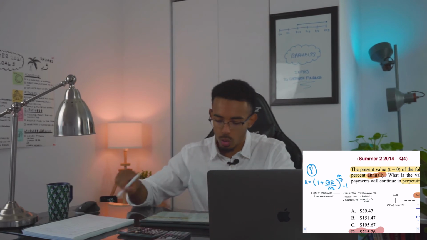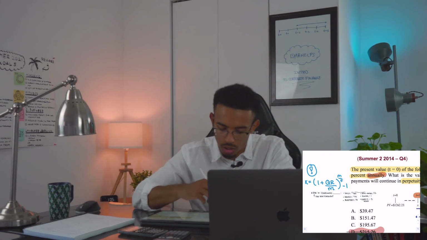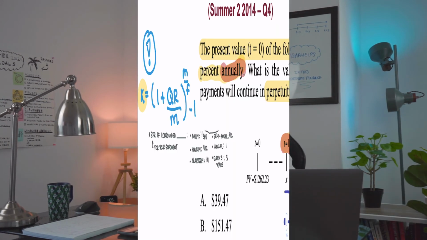Now, you could use the following formula, which I'm sure you have in your formula sheet or was provided by your teacher. So we know that the effective period rate is equal to 1 plus the quoted rate over m, okay? So over m to the power of m over f, f being your frequency, minus 1, all right?